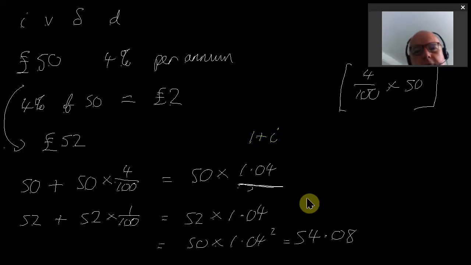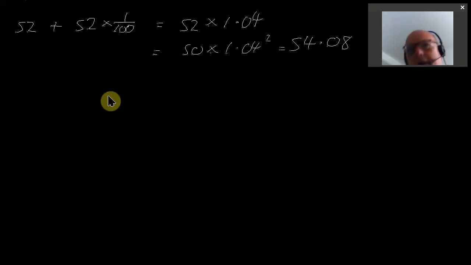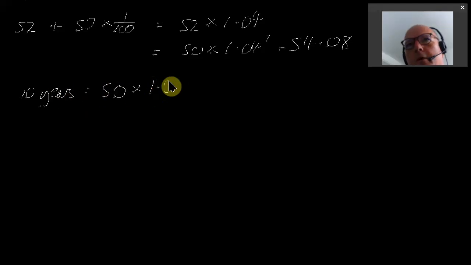So that's great news. We can now see how this whole thing is going to extend. If I've got, say, £50 in the bank for 10 years, then it's simply 50 times 1.04 to the power of 10, which is equal to 50 times 1.48, which is 74.01.